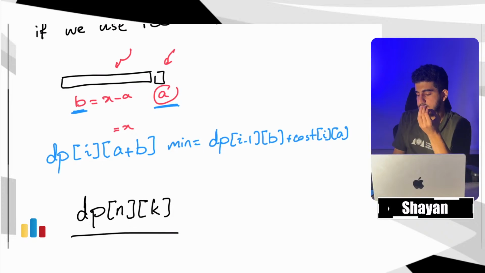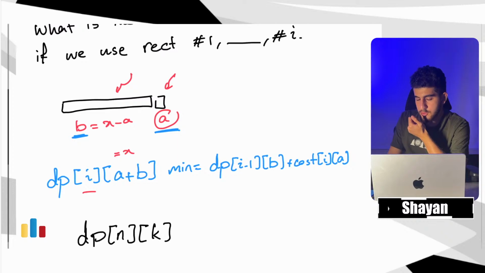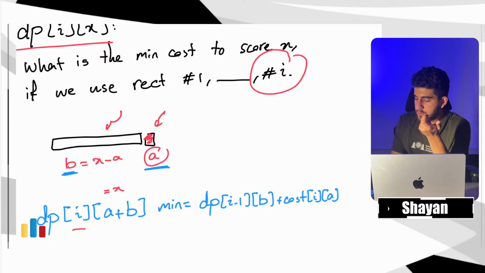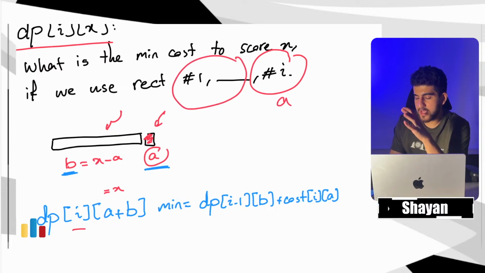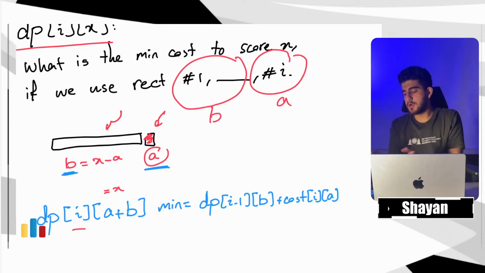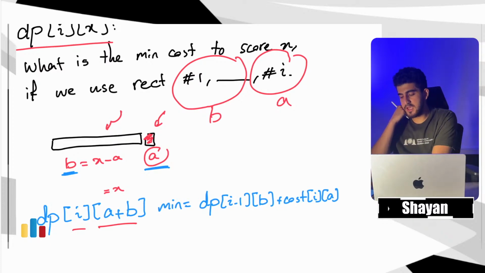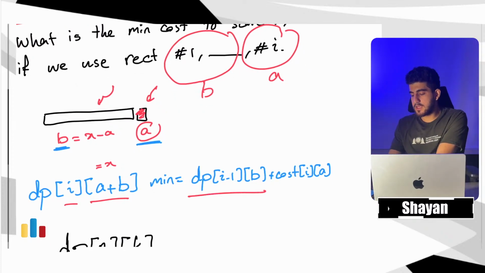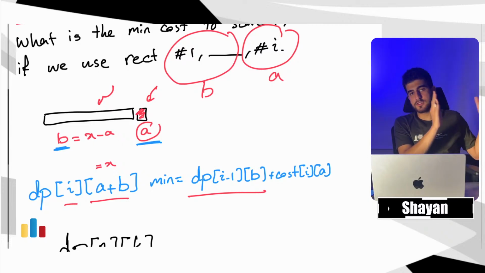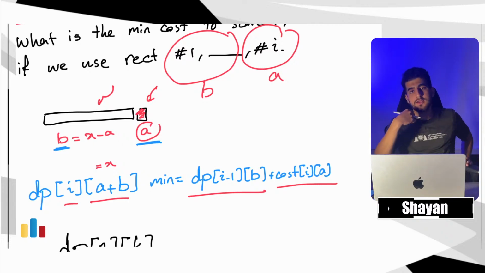And in this case I can define dp of i and A. I can say how many points I will get from this last rectangle, rectangle number i. So for A and B, I score A from this last rectangle and B from the rest of the rectangles from before. So my total score is going to be A plus B. So my dp of i and A plus B will be min-equal to dp of i minus 1 and B, if from the first i minus 1 rectangles I get B, plus the cost from the last rectangle if I want to score A. And this way I can calculate the final answer.